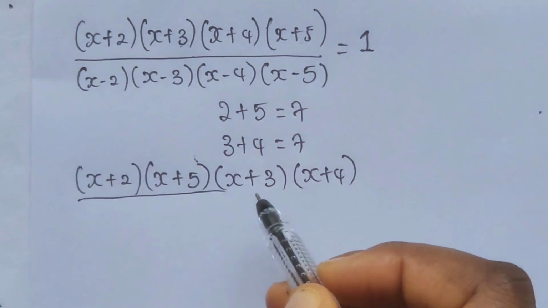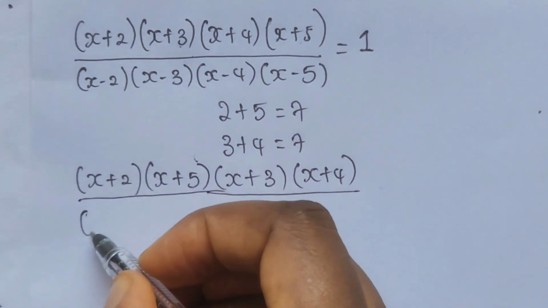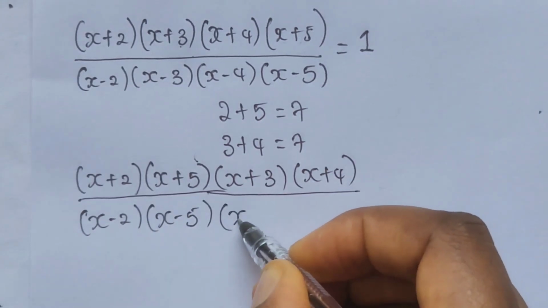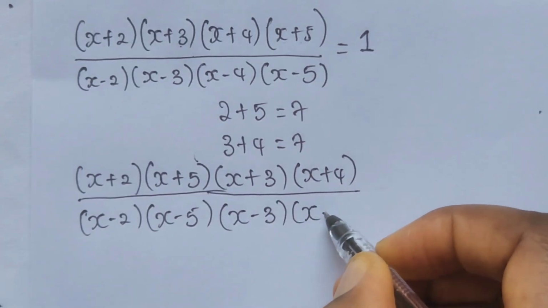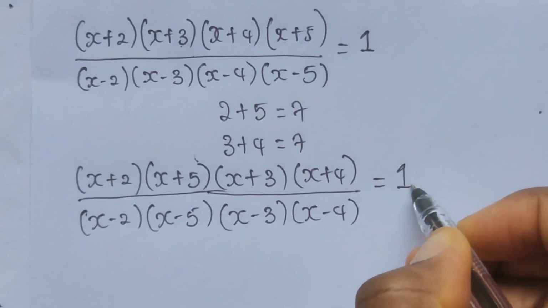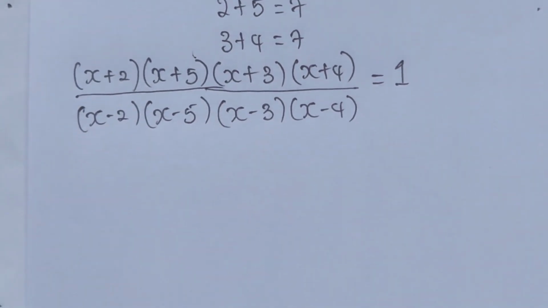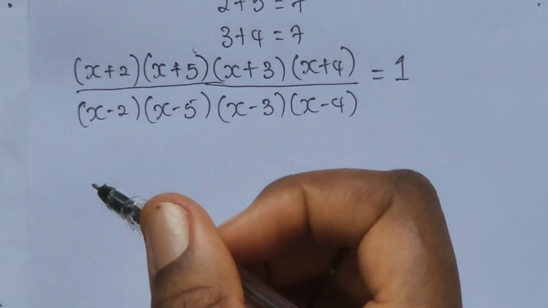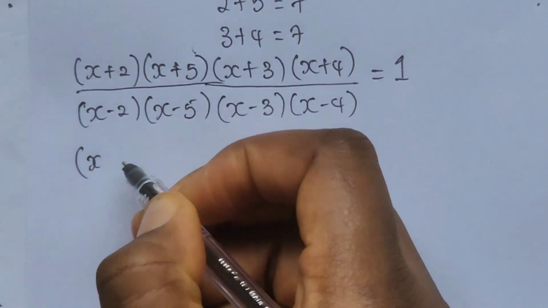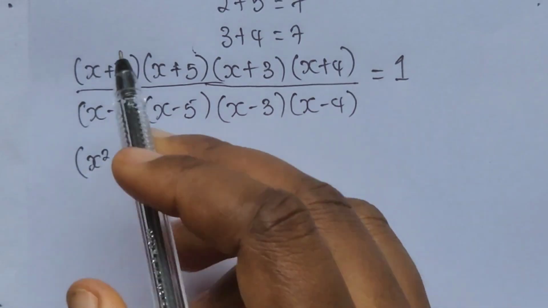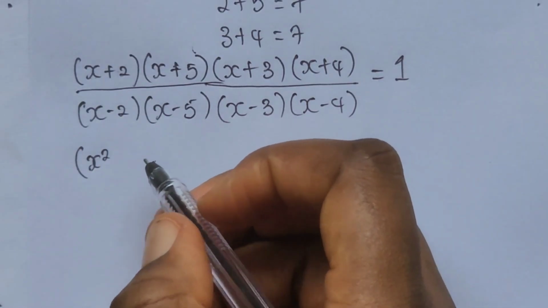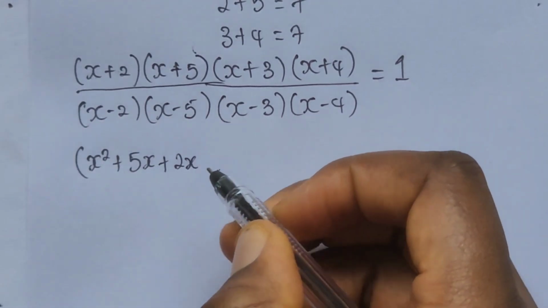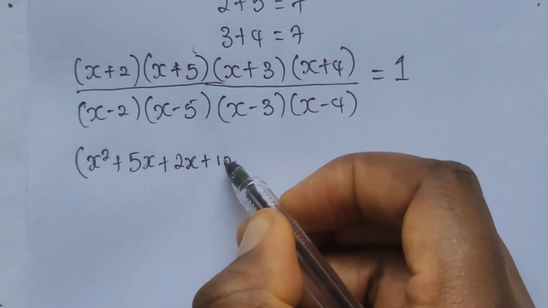We'll do the same thing to the denominator to have (x - 2)(x - 5) and (x - 3)(x - 4) to be equal to 1. So from here, we'll be opening up the bracket. For the first one, we'll have x squared plus 5x plus 2x plus 10.